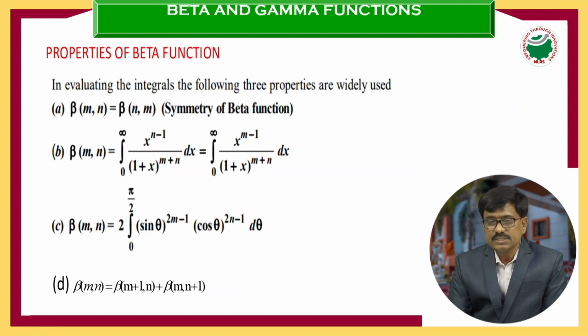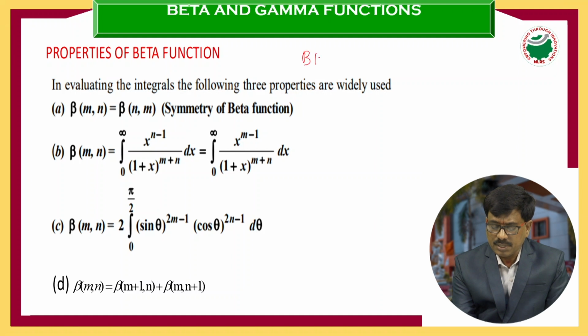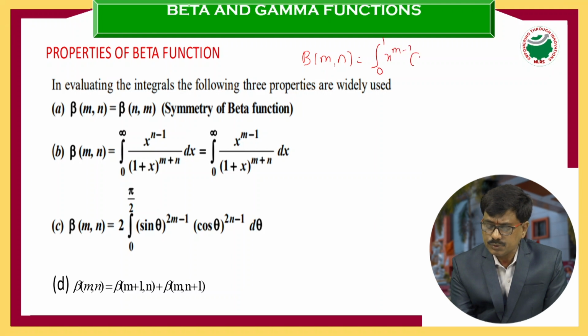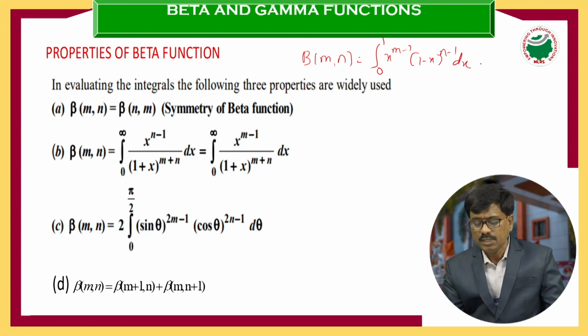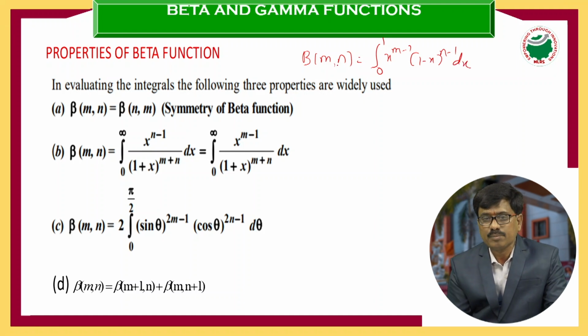See, in the properties of the beta function, I already told you what the beta function is. Beta of m comma n is equal to the integral from 0 to 1 of x power m minus 1 into (1 minus x) whole power n minus 1 into dx. This is the beta function. It depends upon the values of m and n, which are always greater than 0.